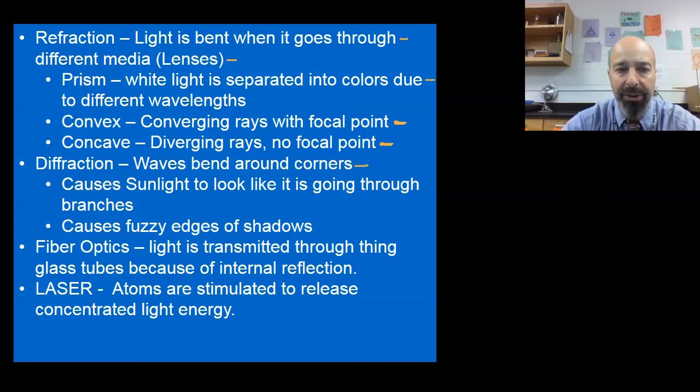We have diffraction, waves bend around corners. This causes sunlight to look like it's going through branches, like I showed you, and it also causes fuzzy edges of shadows. That's something that you'll definitely need to know for that test.